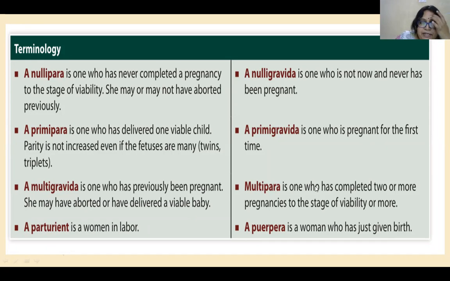Next, multipara. Here, multigravida is one who has been previously pregnant. Multipara is one who has completed 2 or more pregnancies to the stage of viability, and is considered as multipara. And who is a puerperia? She is a woman who has just given birth to a child.